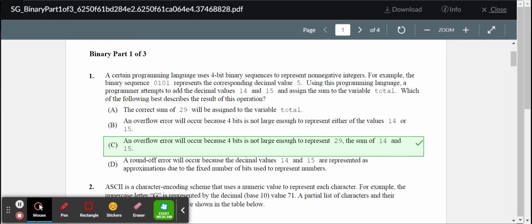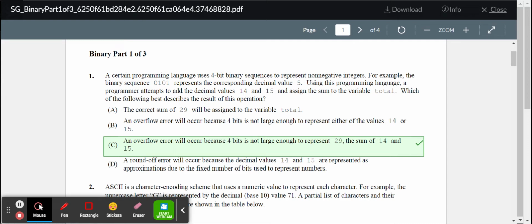So here we go. A certain programming language uses 4-bit binary sequencing to represent non-negative integers. For example, the binary sequence 0101 represents the corresponding decimal 5, and the programming language attempts to add the decimal values 14 and 15 and assign the sum to a variable total. Which of the following best describes the result of this operation?